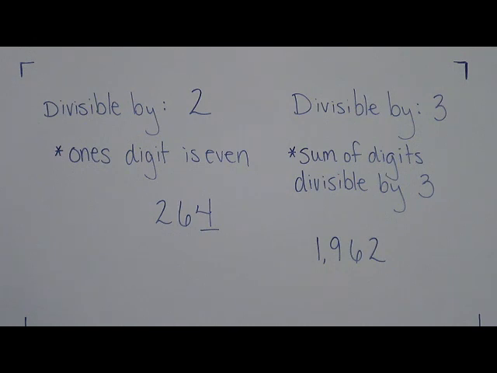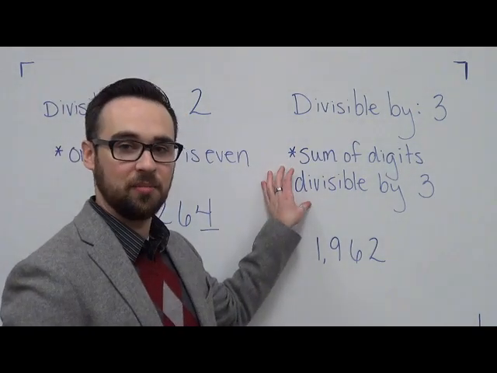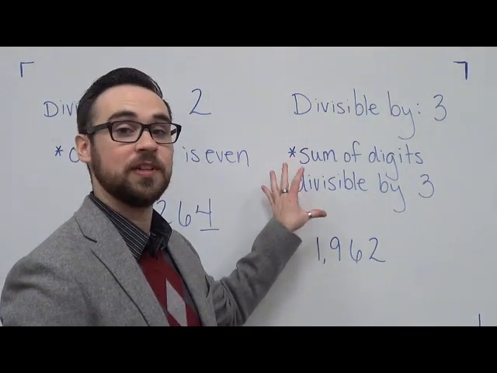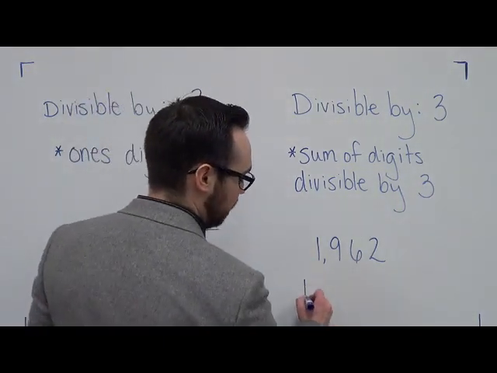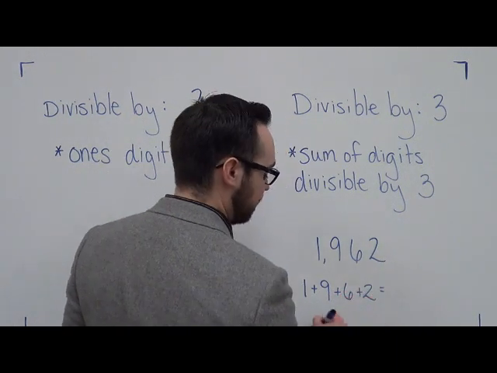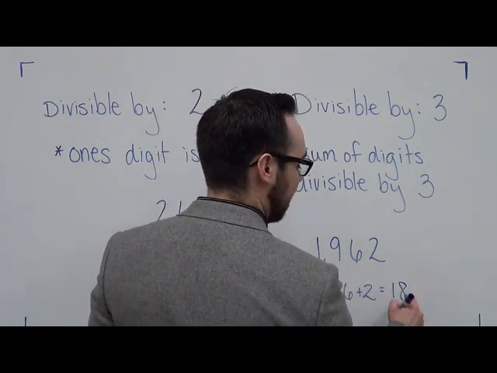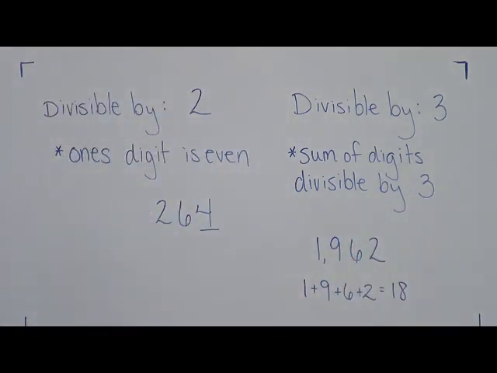The next one then will be divisible by 3. In order for it to be divisible by 3, the sum of all of the digits in the number has to be equal to or divisible by 3 itself. So if we add up these digits, 1 plus 9 plus 6 plus 2, we end up with 18. 18 is divisible by 3, which means that whole number is divisible by 3. So that's how you do 3, and we'll see that same kind of technique here in a few minutes with some other ones.